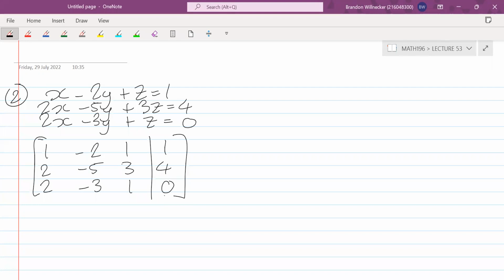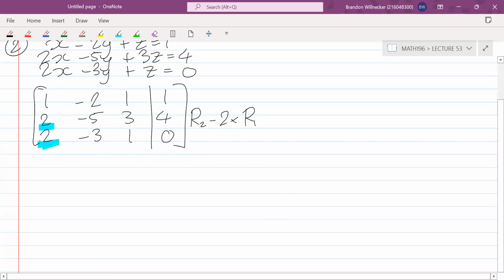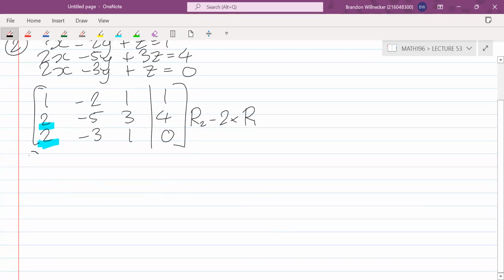Okay, so same thing as always. That first entry, we need that to be a 1. In this case, it's already a 1, so we don't have to worry about that. The remaining entries here, the 2 and the 2, we want those to be 0. So let's deal with the first one. We can take row 2 and subtract 2 times row 1, because then the 2 and the 2 will cancel, giving us the 0, which is what we need. Okay, so let's do that.